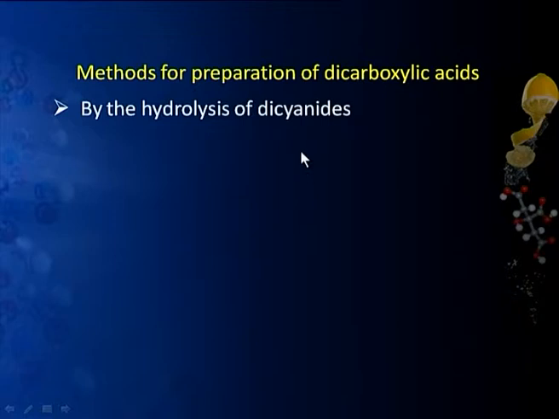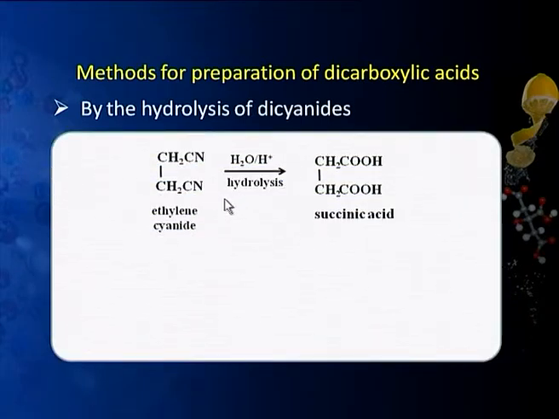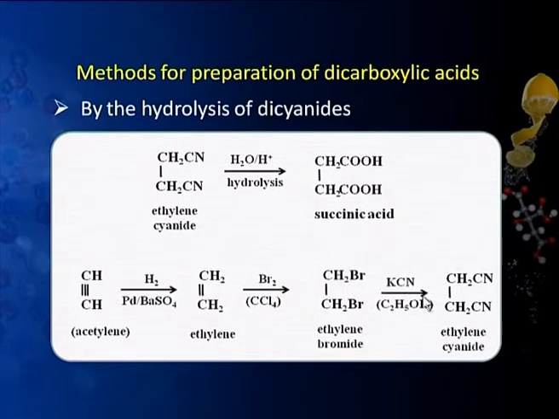Then they can be obtained by the hydrolysis of dicyanides also. That is, suppose in our molecule we have 2 cyano groups, they can be hydrolyzed into carboxyl groups, such as ethylene cyanide can be converted into succinic acid. These cyano derivatives can be obtained from the corresponding bromo derivatives on treatment with KCN, and ultimately we can reach a sequence of reactions where the reaction may start from acetylene. Acetylene is partially reduced to ethylene. We can carry out the addition of a bromine molecule across ethylene, and we get ethylene bromide or 1,2-dibromoethane.